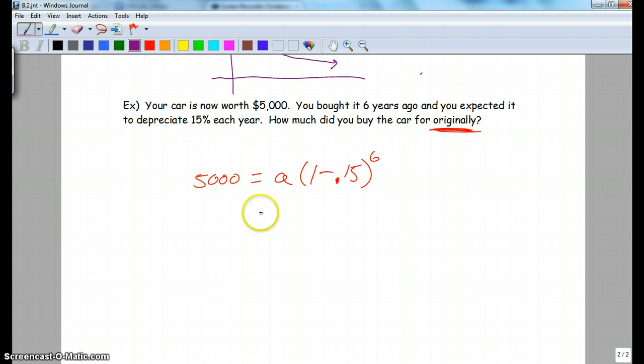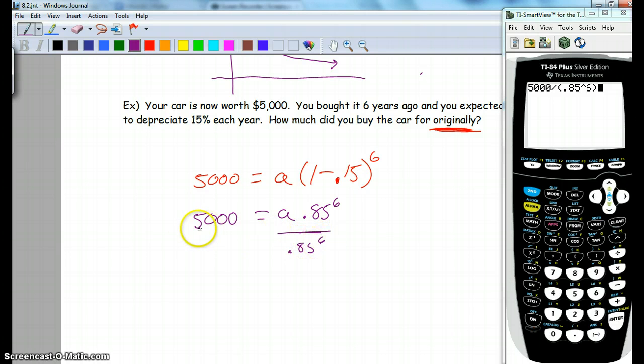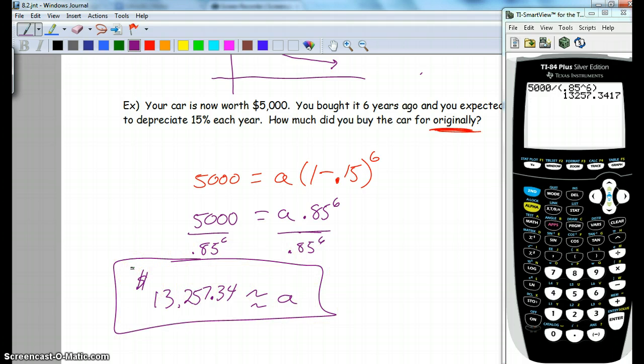So this is a straight up solving problem. So you have 5,000 equals a times 0.85 to the 6th power. What is 0.85 to the 6th power? It's a big gross number. So I'm going to pull up my calculator for you. And what we're actually going to do is solve this. Remember, try not to round until the very end. So we're going to take 5,000 divided by, and parentheses are always a good idea here, 0.85 raised to the 6th power. Right? We're dividing here by 0.85 to the 6th on both sides. And you should get approximately, a is approximately $13,257.34. So that's what we bought our car for originally.